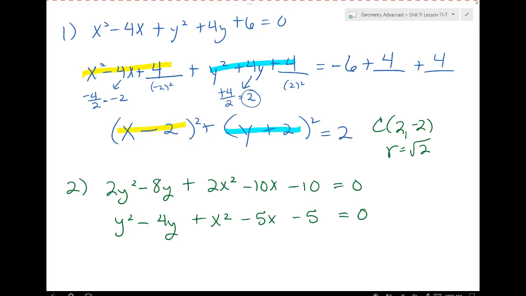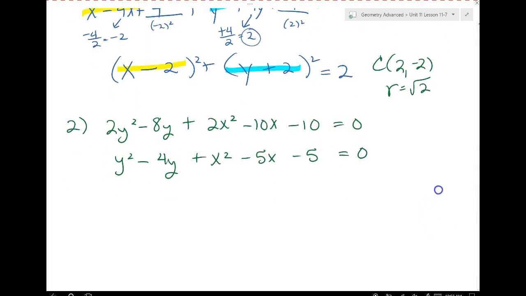Now, is this in the right order? Does anyone feel like this is just too scrambled? All right, so let's put it in the right order. You put your x squared first, minus 5x, and then a plus what? Plus blank, right? Because I want to have that over there. And then I have a plus y squared, I make sure I use my sign right. Plus y squared minus 4y plus what?